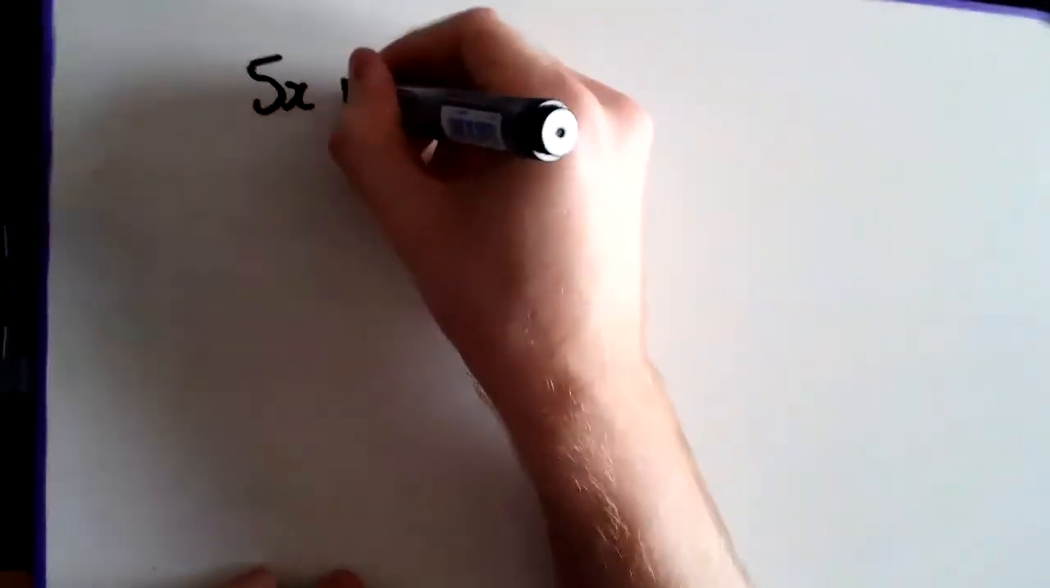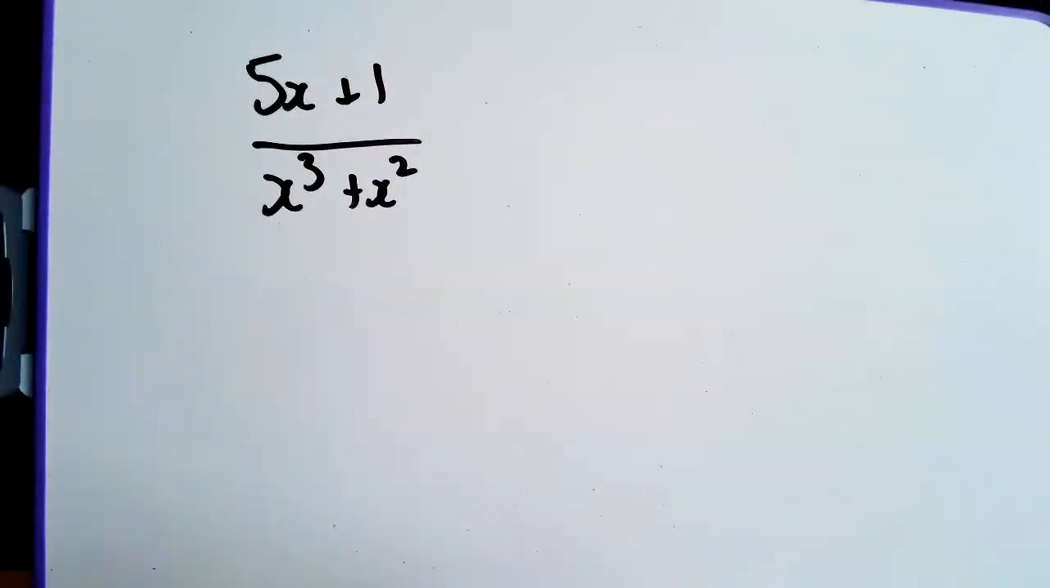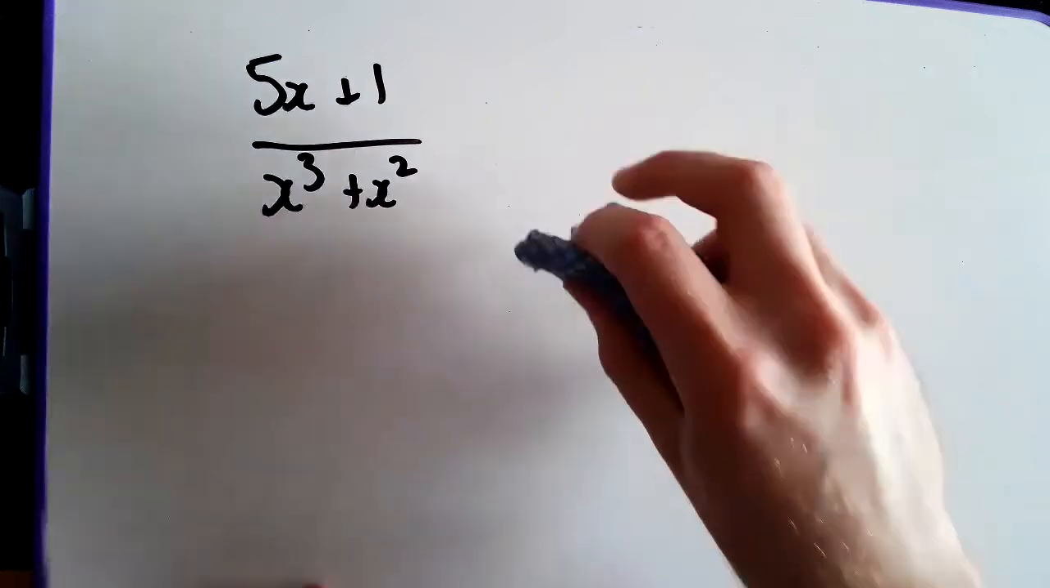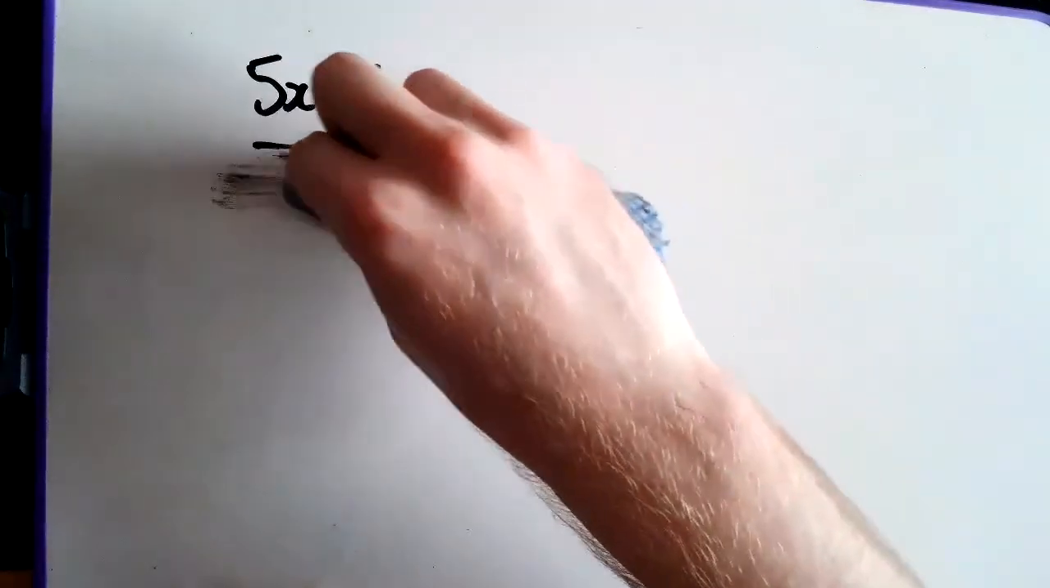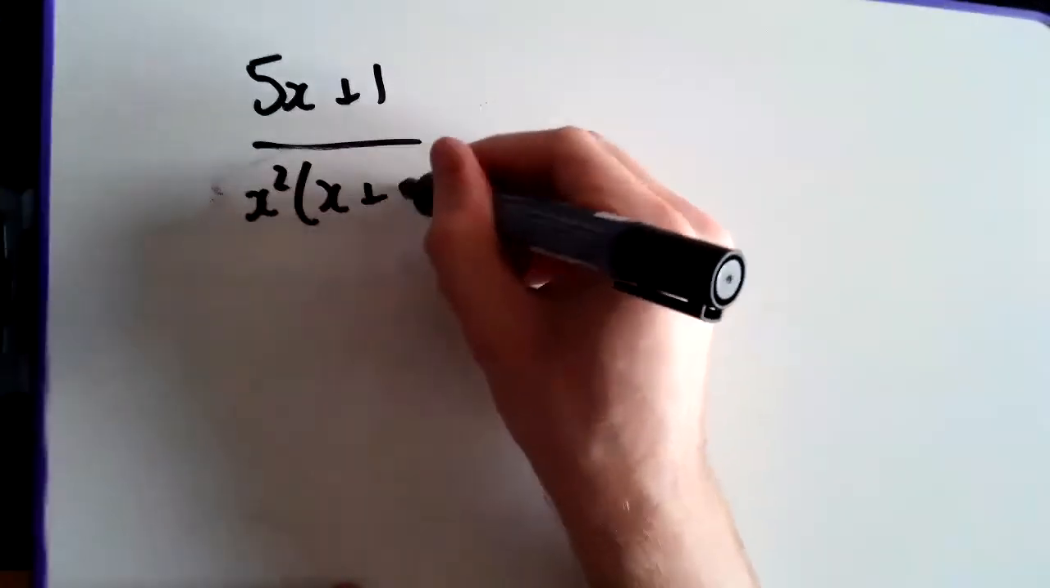Okay, third one. So 5x plus 1 over x cubed plus x squared. We want that in partial fractions. So the bottom needs to be factorized. So I can factorize out an x squared, and I'm left with an x plus 1.